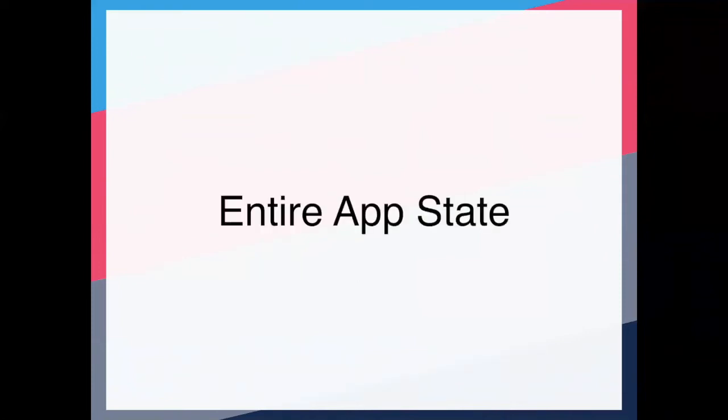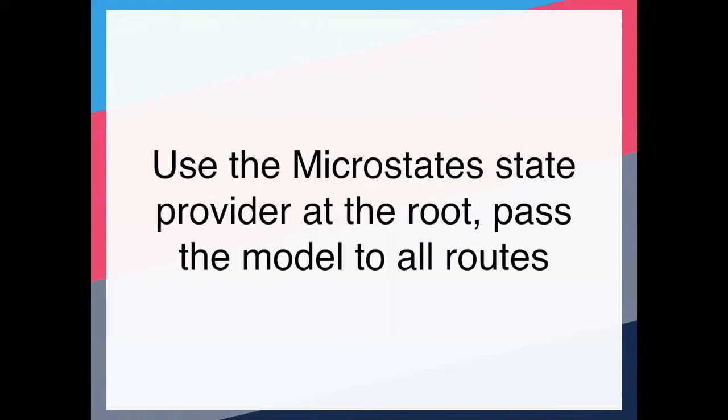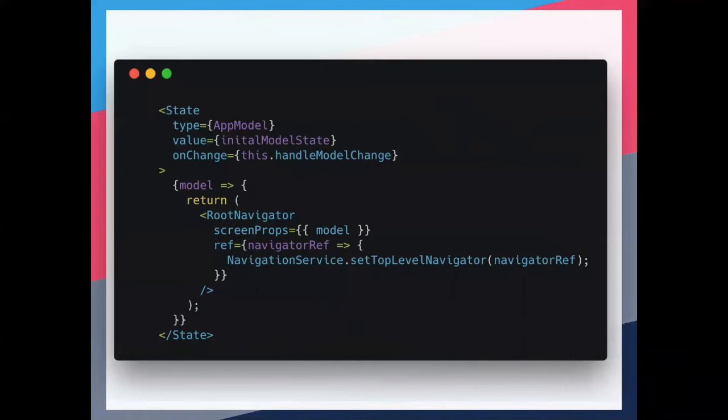So let's go over what an entire app state looks like. So I use the microstate state provider at the root and pass that model down to all of the routes. So when a route renders, it's able to pick the model off of the props. So this is what that state provider looks like. I have my type is the app model. The value is the initial model state.